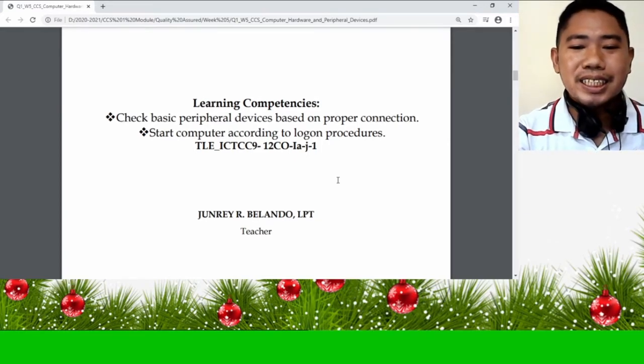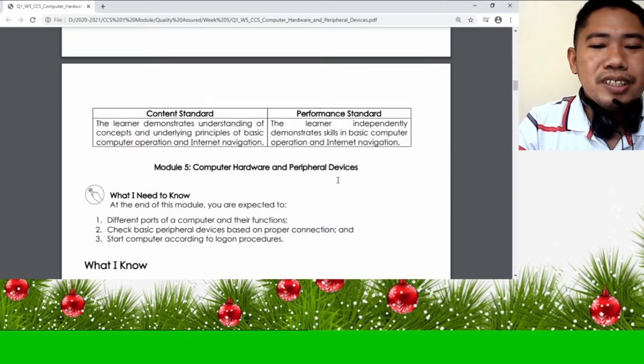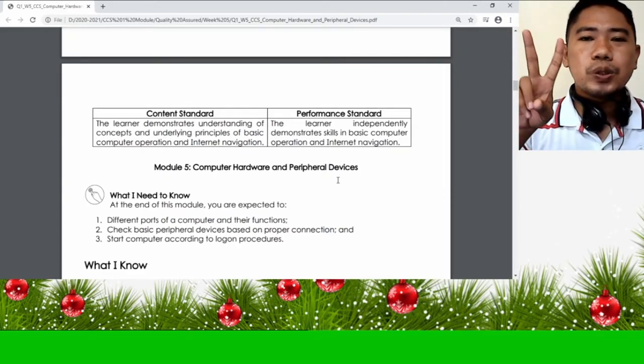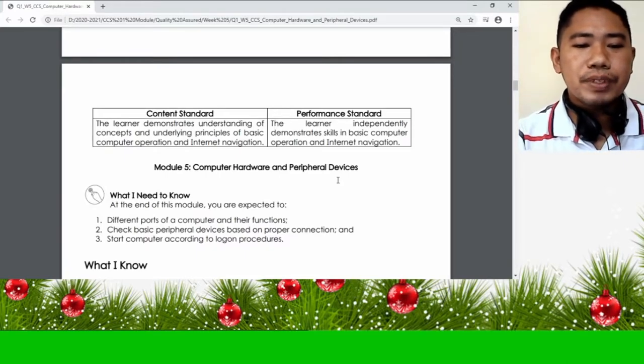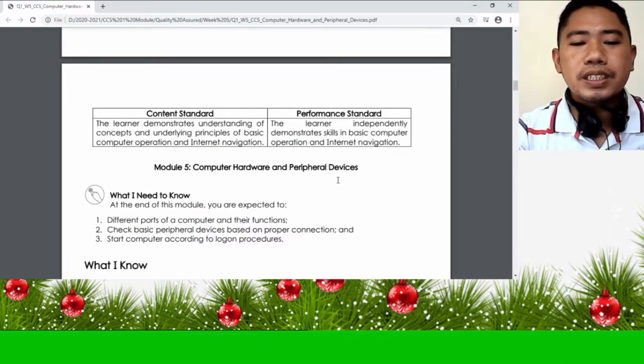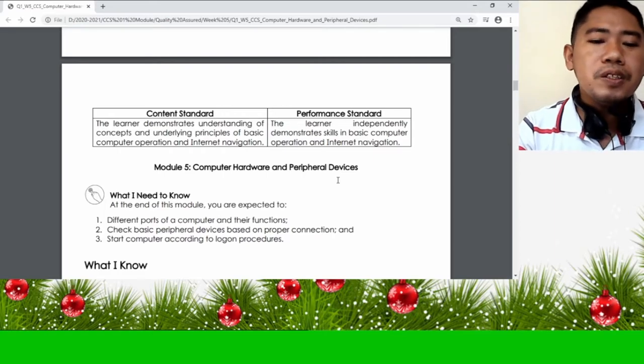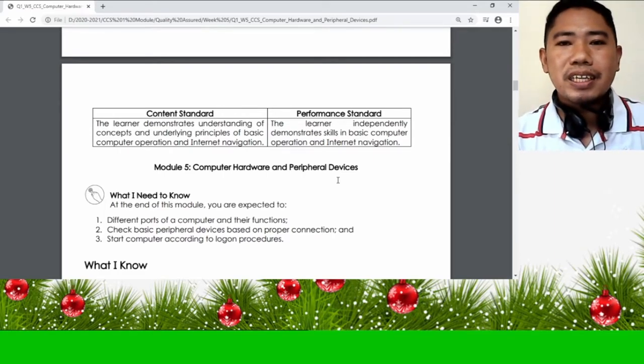Our module is anchored on two standards, performance and content standards. The learner demonstrates understanding of concepts and underlying principles of basic computer operation and internet navigation.